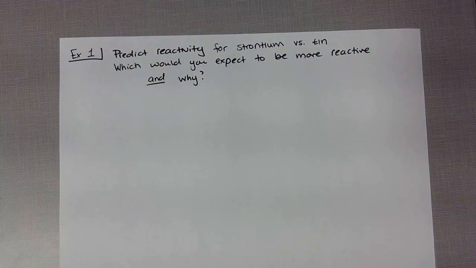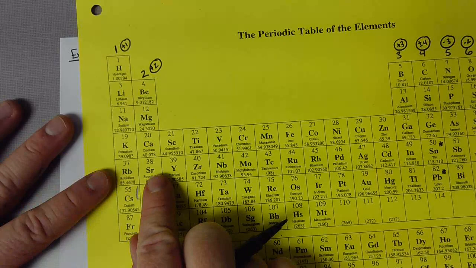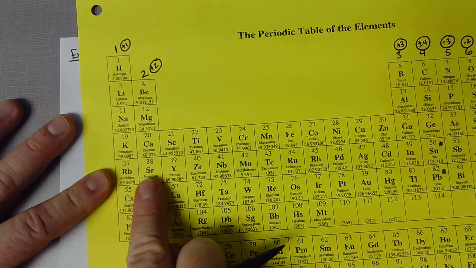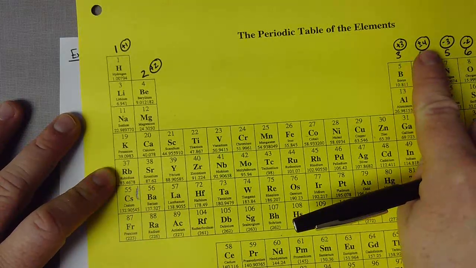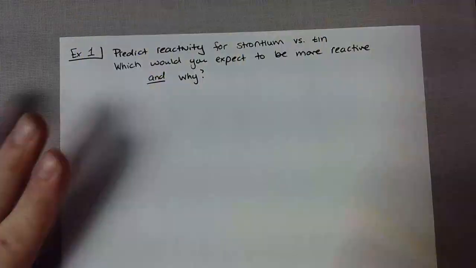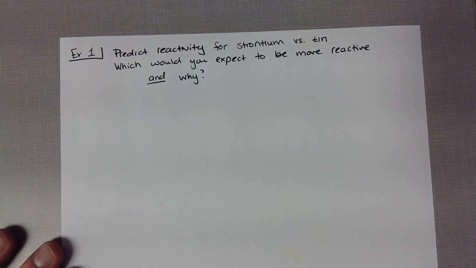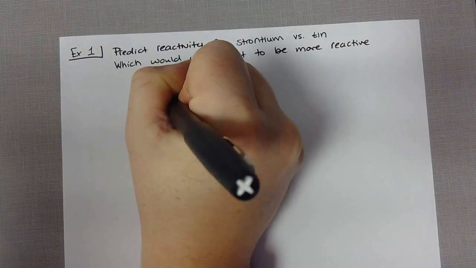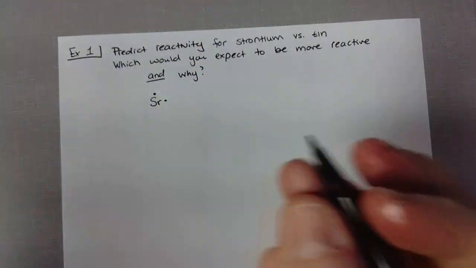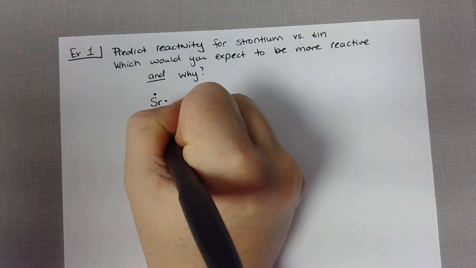First thing we've got to do is find these on the table and figure out how they differ. So on our periodic table, strontium is right here. Row 5, column 2. Tin, also in row 5, but now tin is in column 4. So our difference here is going to be in our valence electron number. Strontium has 2, while tin has 4.